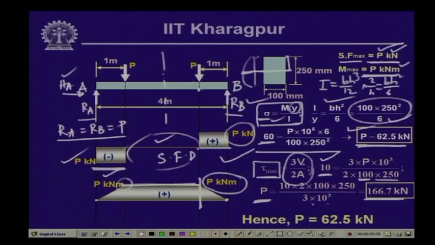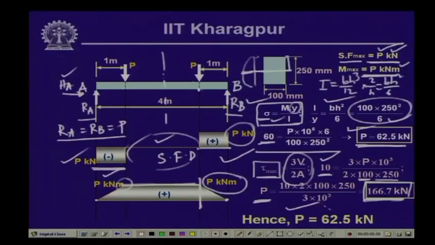So, now that you have two values of P, you will have to choose the most appropriate one. If we use the higher value, P equal to 166.7 kilonewton, then the bending stress is going to go beyond the 60 megapascal limiting value, because we have obtained the value of P corresponding to the bending stress as 62.5 kilonewton. And if we use 62.5 kilonewton as the loading, then the shearing stress will be lower than 10 megapascal, since we cannot go beyond the allowable limit of the stresses.